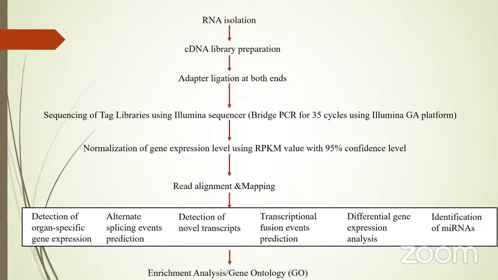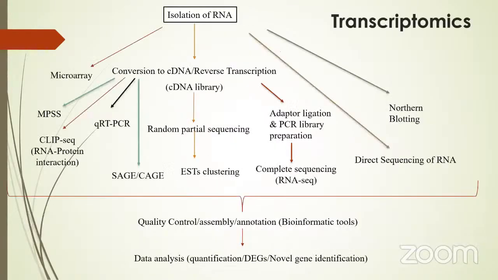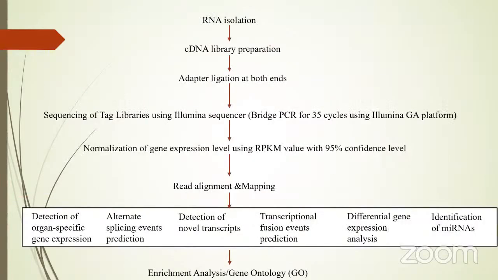So to normalize that data, we have to go for the RPKM value. RPKM means reads per kilobase per million. So we have to identify reads per kilobase per million. Now, this is related to RNA-seq. What I am telling is that this is related to RNA-seq. I will come to RNA-seq later.